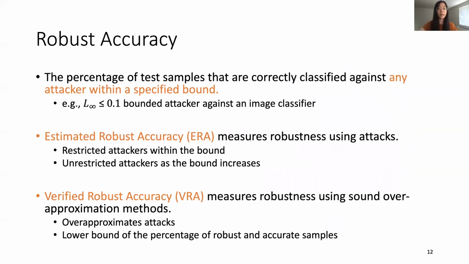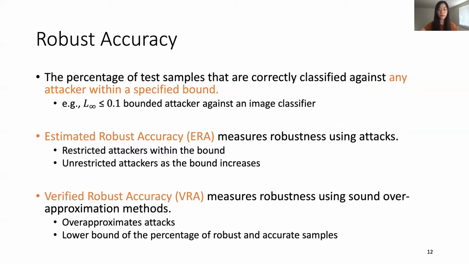In other words, given a test set, robust accuracy measures the percentage of samples that are correctly classified against any attacker within a specified bound. For example, attackers against an image classifier can be bounded by Lp norm. We define 2 types of robust accuracy. First, the estimated robust accuracy, ERA, measures robustness using known attacks. We can measure ERA against restricted attackers. We can also measure how ERA drops for a trained classifier as the bound increases for unrestricted attackers.